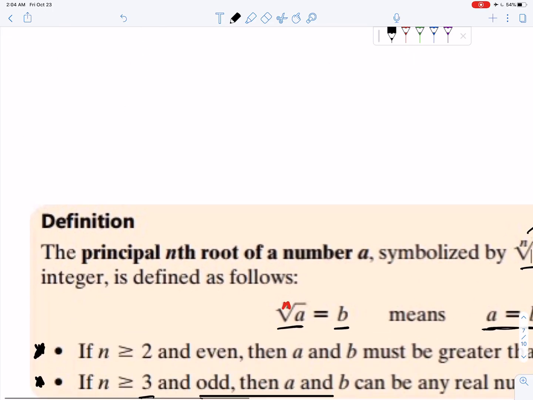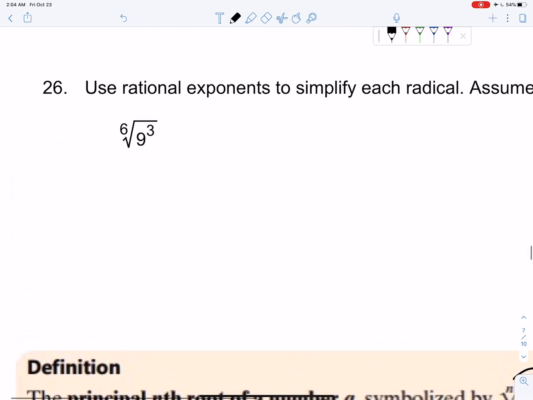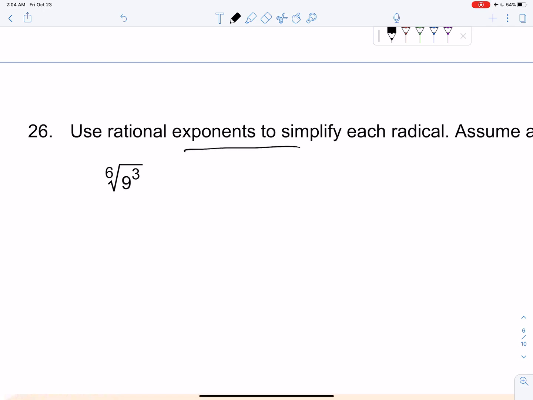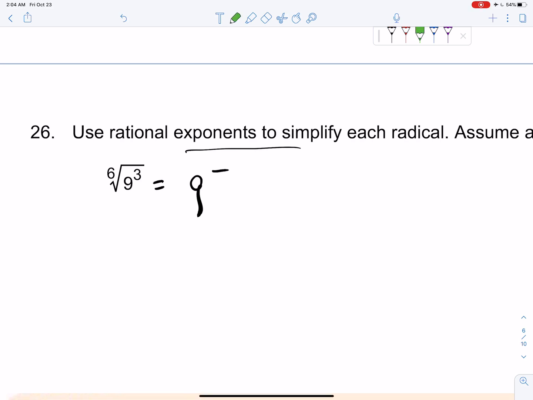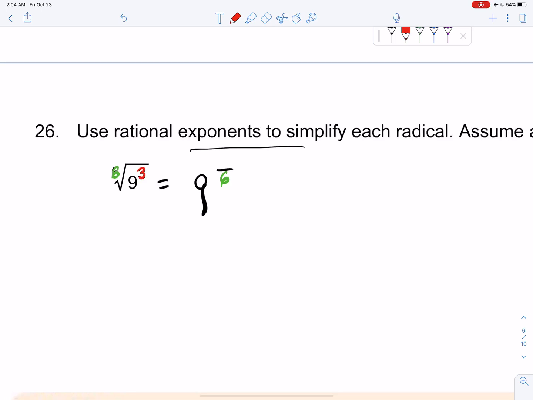Okay, number 26. I tried to also do some lecture notes here, so this went a little long, I think. Use rational exponents to simplify. So this base is 9. The index, so the denominator, is 6. The power is 3, so the numerator is 3. Sometimes this seems possibly complicated, but this is a fraction, and fractions do reduce as fractions do. And 3/6 is just 1/2.